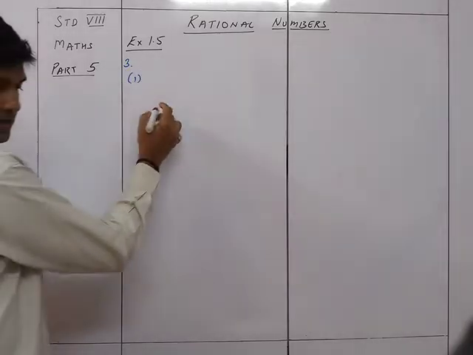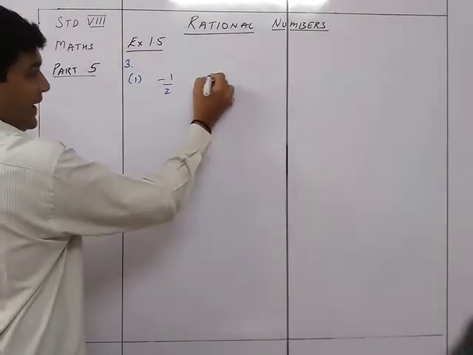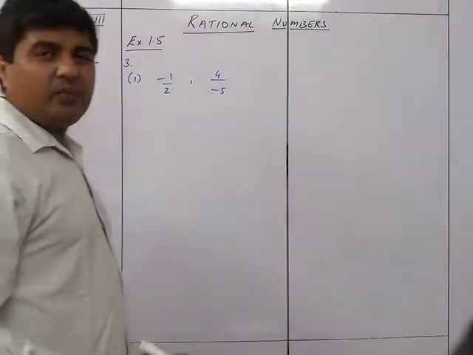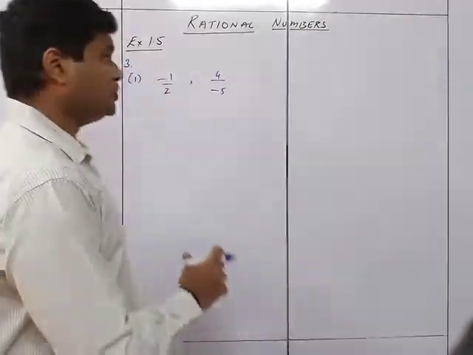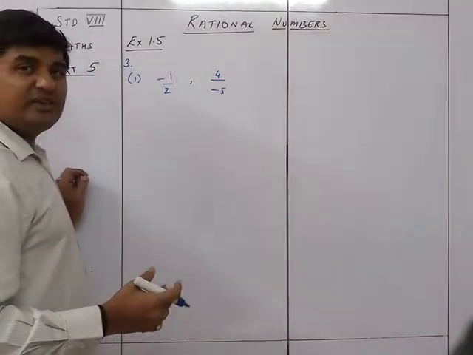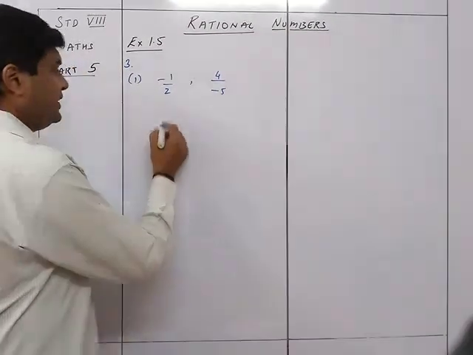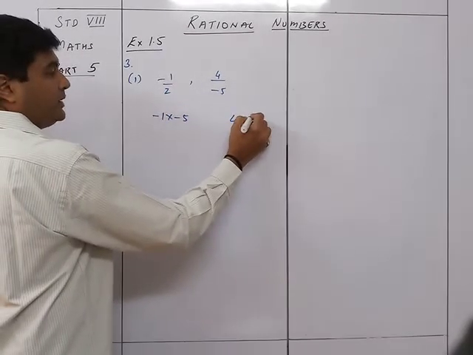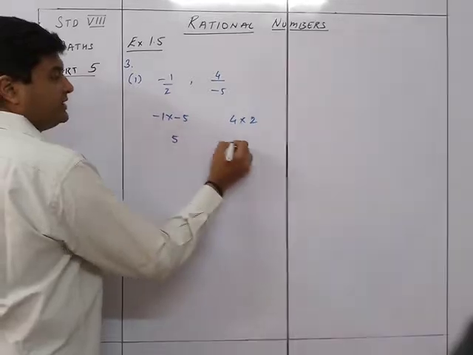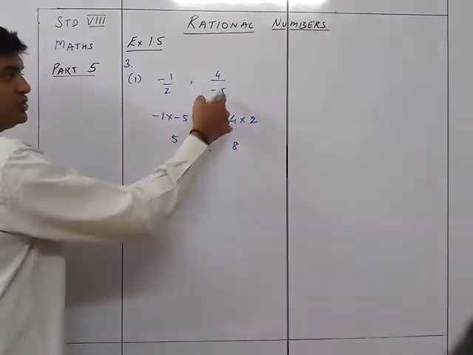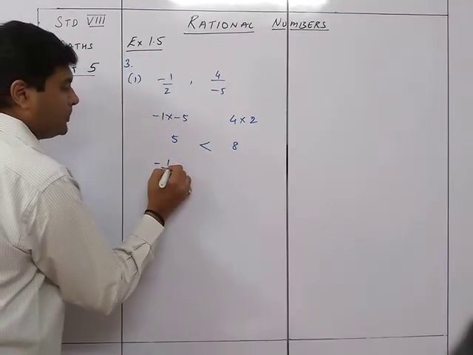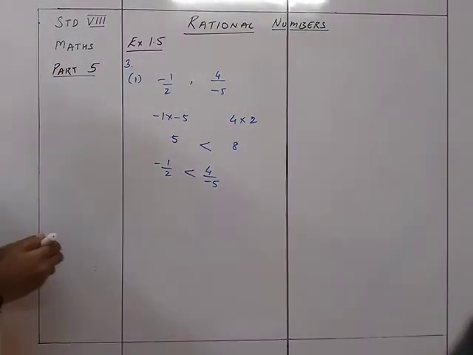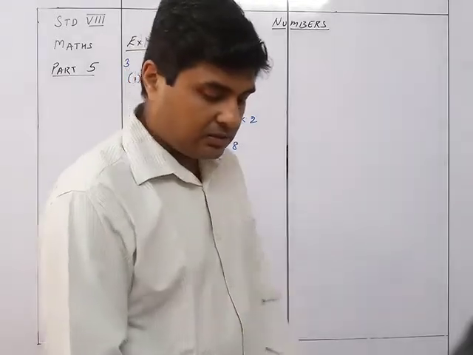The first is minus 1 upon 2 and 4 upon minus 5. Whenever you want to find out which is bigger, which is smaller, you just cross multiply and see which side is greater. So here, minus 1 into minus 5, and 4 into 2. So this is 5 and this is 8. So this is greater. Accordingly we get minus 1 upon 2 is greater than 4 upon minus 5.